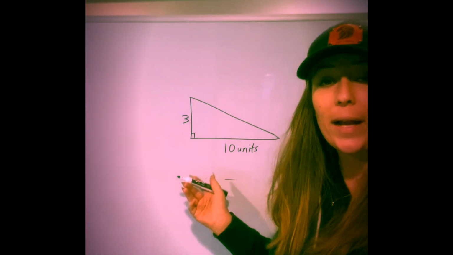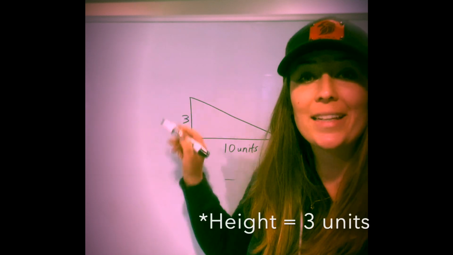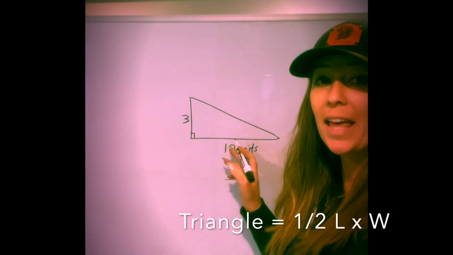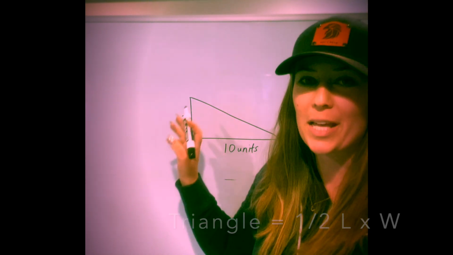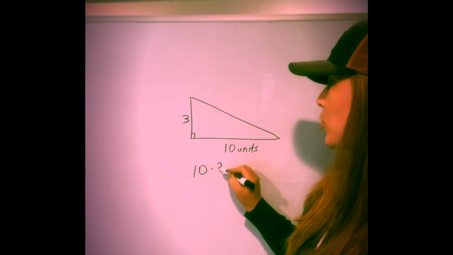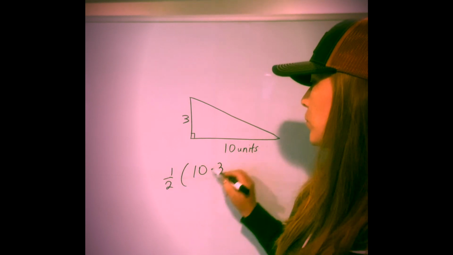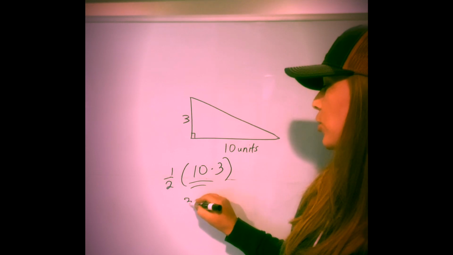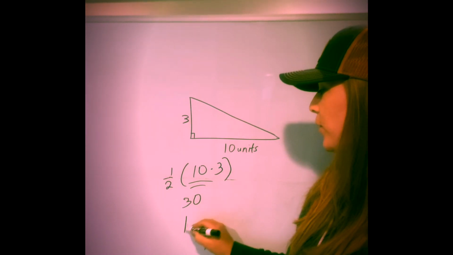And here we have a triangle where the base is 10 units and the height is 3 units. Well, remember the formula is 1/2 length times width, or 1/2 base times height. So what's 10 times 3? So 1/2 times 10 times 3. Well, 10 times 3 is 30, and half of 30 is 15.